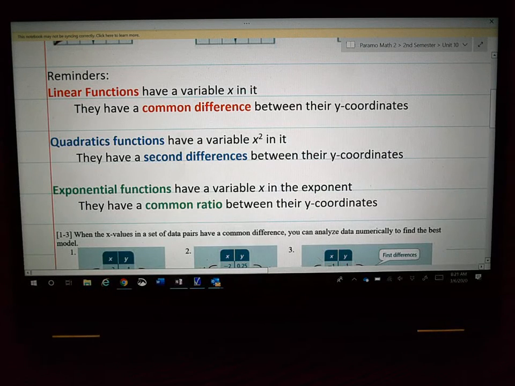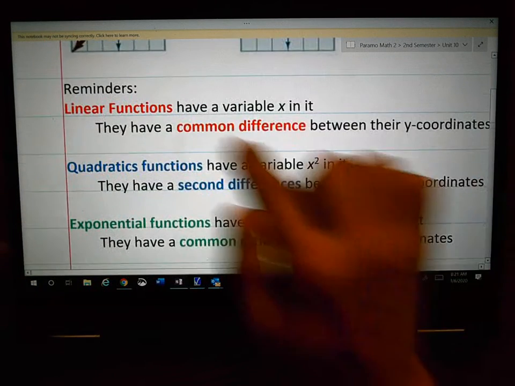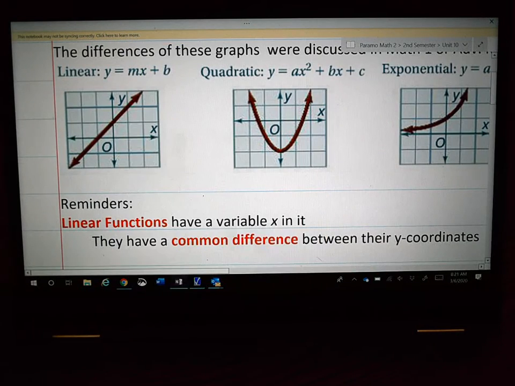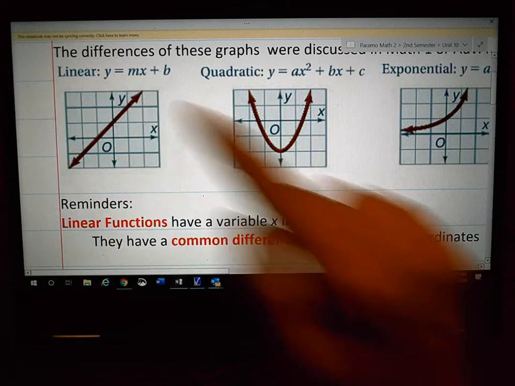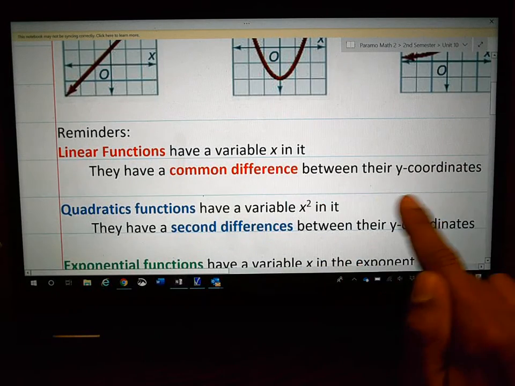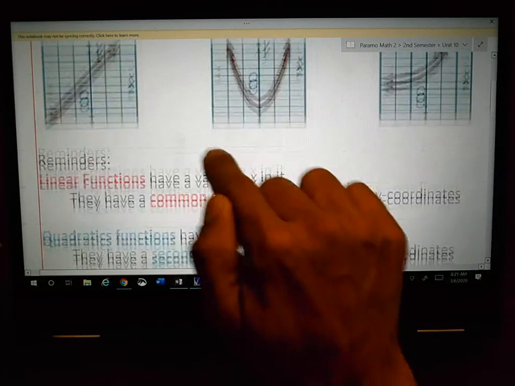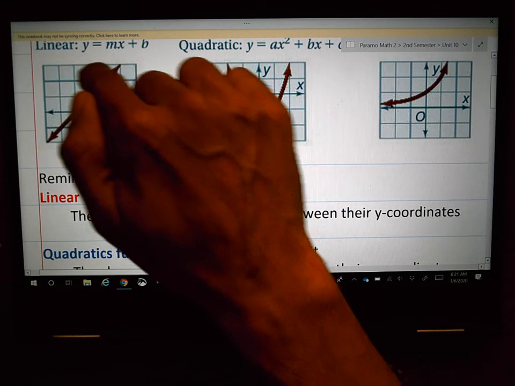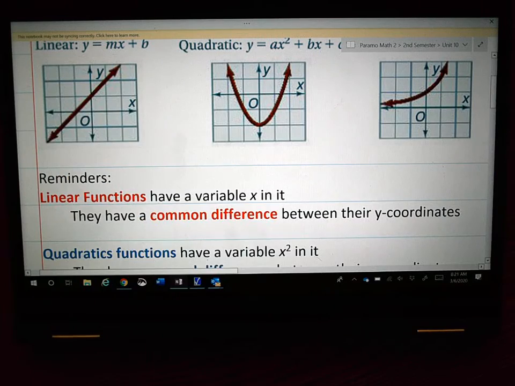So let me show you some things. First and foremost, linear functions have just an x in it. Y equals x. They have a common difference between their y coordinates, means it goes up by the same amount. It has a rise over run. A rise over run that is the same all the way down the line.